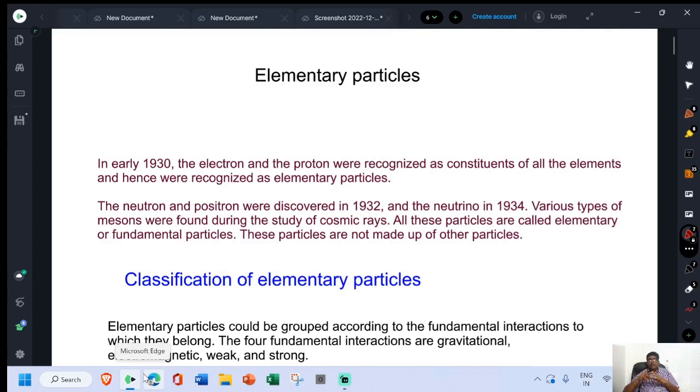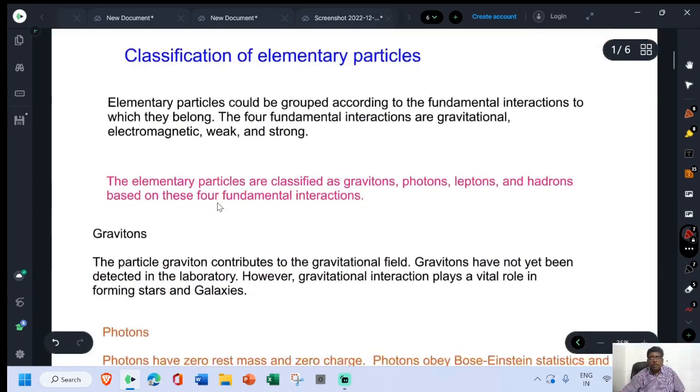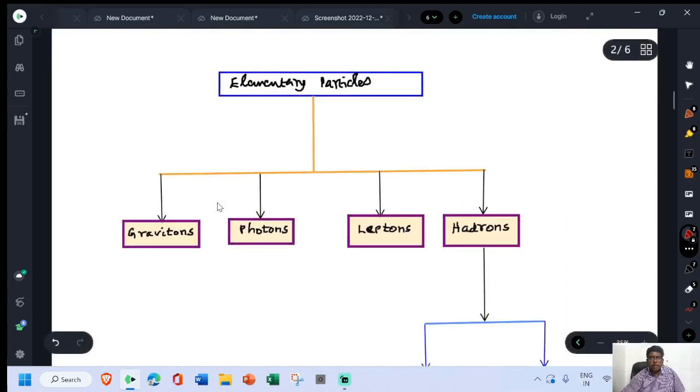Gravitons are explained by the gravitational interaction, whereas photons are described by the electromagnetic interactions. Leptons are governed by weak interactions and hadrons are described by strong interactions. So on the basis of the four fundamental interactions, the elementary particles are majorly classified into four categories: gravitons, photons, leptons and hadrons.